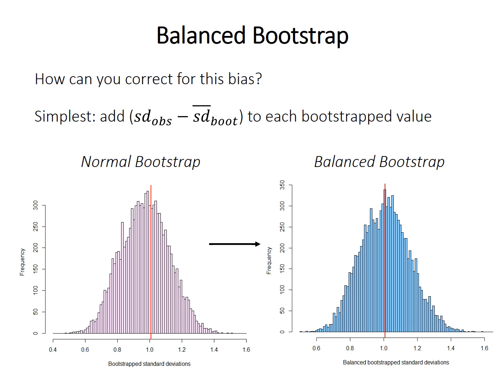In the previous example, the mean bootstrap value is about 0.08 units smaller than the observed value from the original data. So we just add 0.08 to each of our individual bootstrap trials. We do 10,000 of them, so we add 0.08 to each of those 10,000. And that shifts this sampling distribution a little bit to the right. So now it's centered on the observed value, which you see in the balanced bootstrap on the right there.